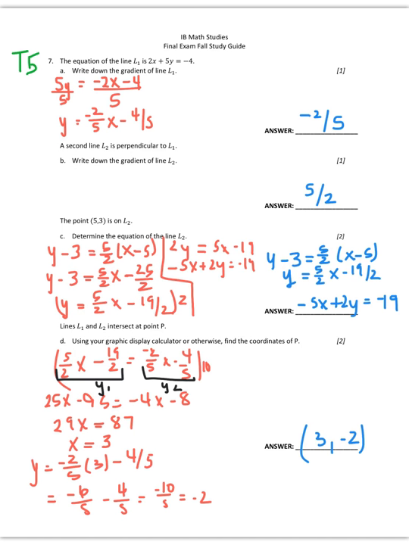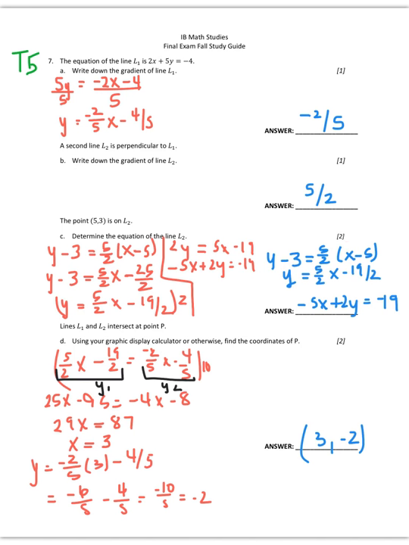It's just negative 2/5. And then your second line is perpendicular. Well, perpendicular is opposite reciprocal, so if we want the gradient of it, you're going to flip it over and change the sign so it becomes 5 over 2. Now it tells us that the point (5, 3) is on this line, L2, and they want us to give the equation of L2. The easiest way to do this, if they don't tell you a specific form, is to put it in point-slope form. So y minus the y coordinate is equal to slope times x minus the x coordinate. So y minus 3 equals 5 halves times x minus 5.